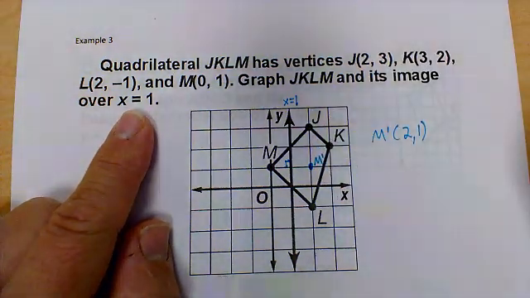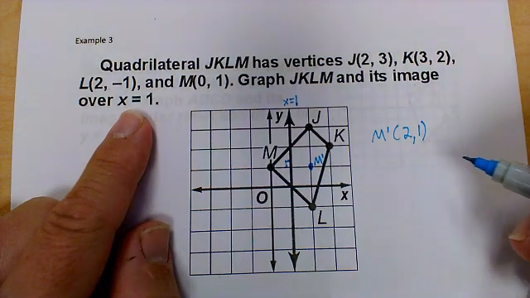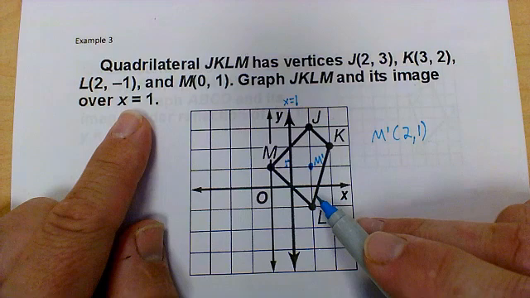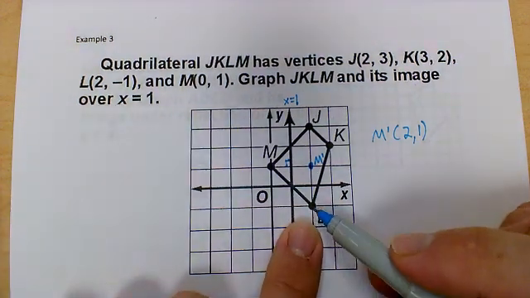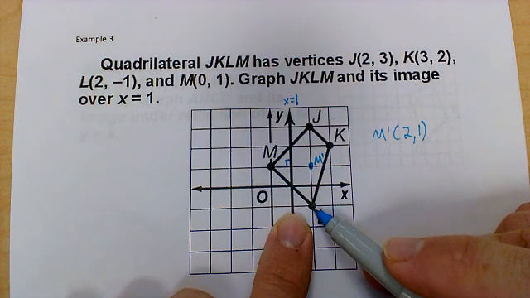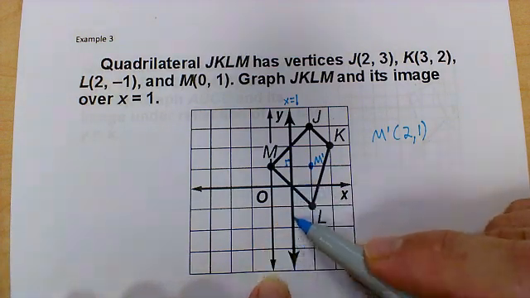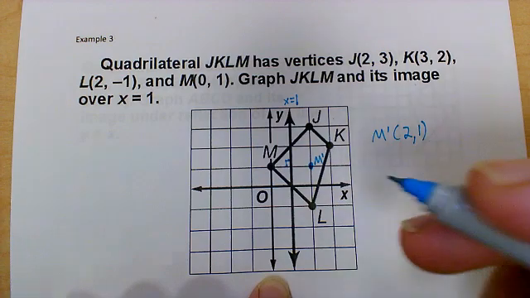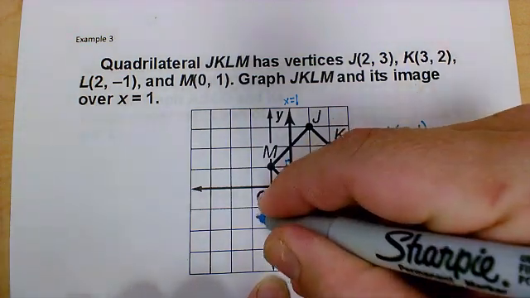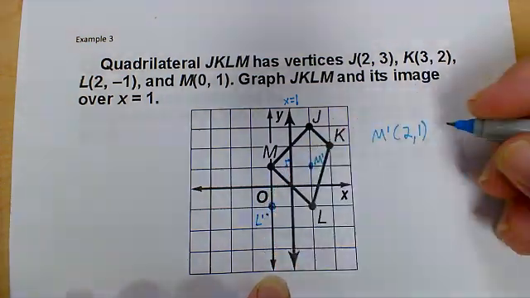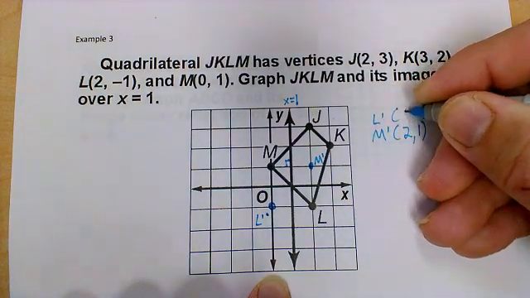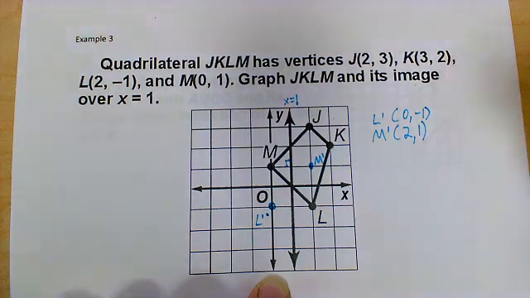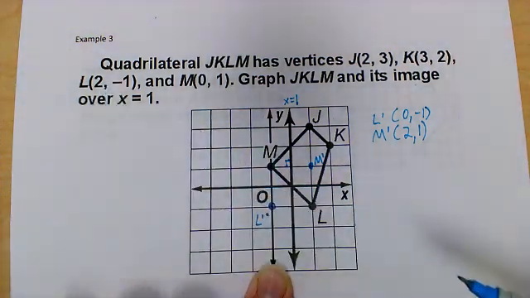Really, I probably should have started with J and K and then L and M, so I'm doing this a little out of order, forgive me. Now I'll go on and do L. I'll just do it in reverse order. All right, so L, I've got to go to the left in order to reflect it in my line of reflection. So it's 1 unit away, so 1 unit to the other side, 0, negative 1. So L prime is 0, negative 1. It was 2, negative 1.